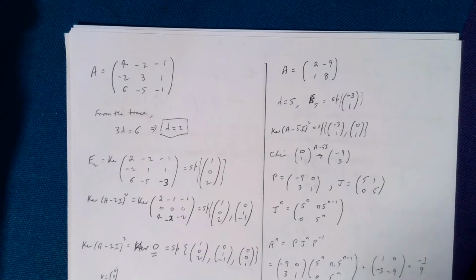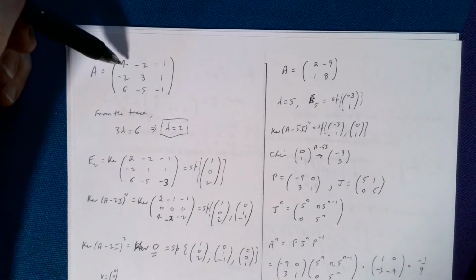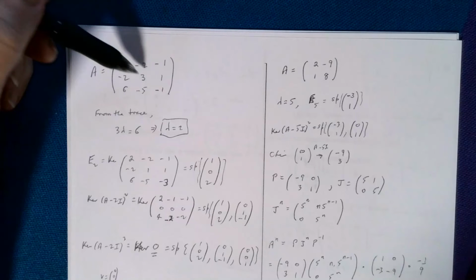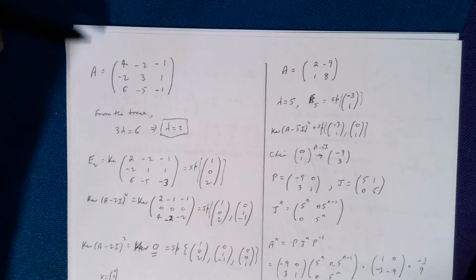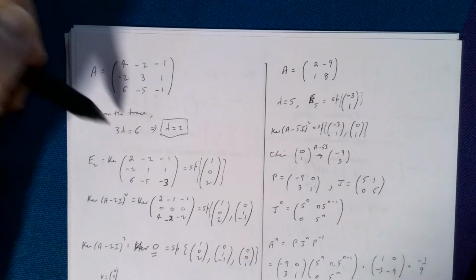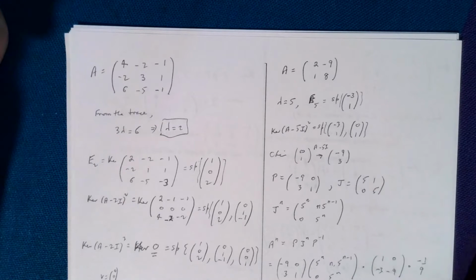Now we're told in the question that it's only got one eigenvalue, and so again from the trace, if we add this up here, we're going to get 6. If there's only one eigenvalue lambda, then lambda plus lambda plus lambda has to be the trace, and so that gives us lambda as 2 as the only eigenvalue.